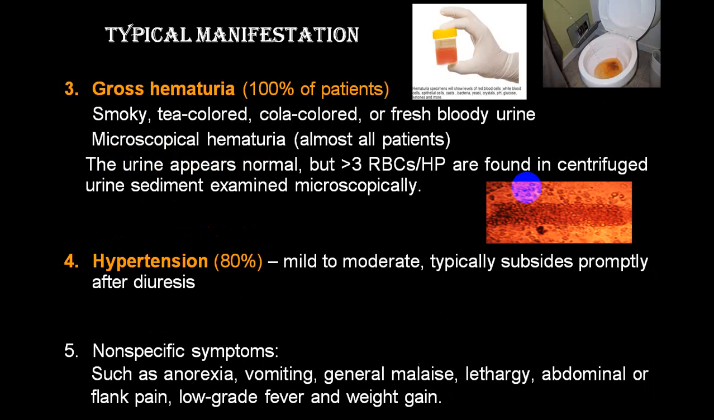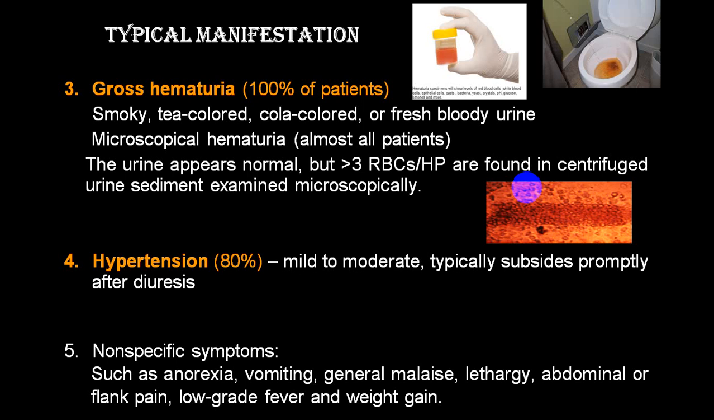Hematuria is present in almost all patients, and it presents as smoky urine, tea-colored or Coca-Cola colored, or sometimes fresh blood in the urine. A good number of times it is microscopic, which is hardly detected and will only be detected under the microscope. Hypertension is very common, in almost 80% of patients, and it is usually mild to moderate.